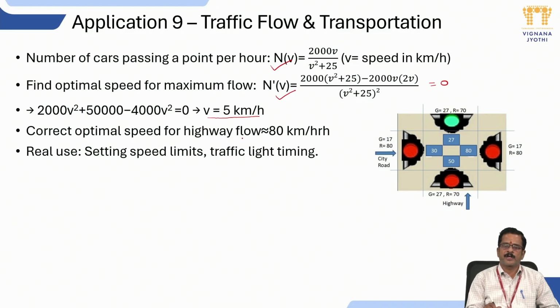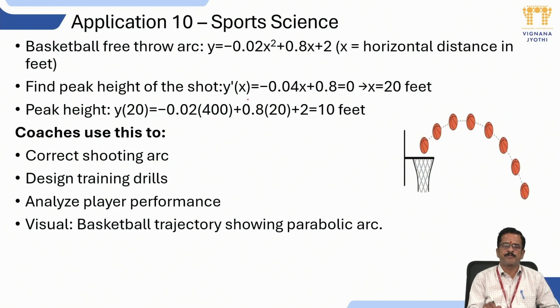And the optimal speed for highways is 80 kilometers per hour. For highways it is 80 kilometers, while at traffic junctions they have to maintain 5 kilometers per hour, so that vehicles pass smoothly and traffic is cleared in time. So this is one. Next, sports and sciences. In a basketball free throw, to reach the basket exactly when we throw a ball from a distance, the plan of action is determined by the concept of derivative.